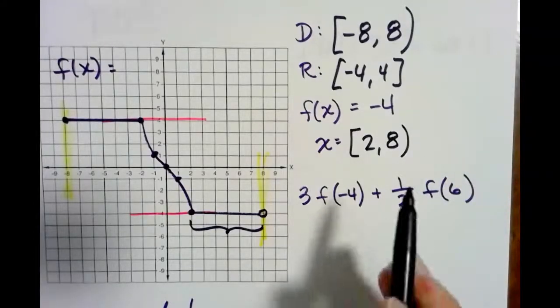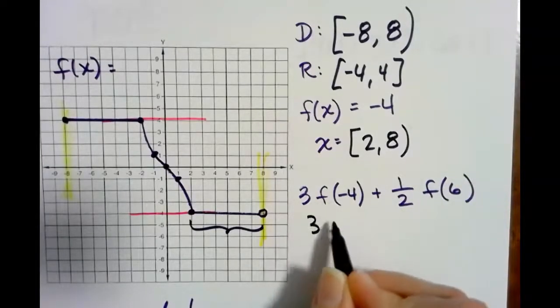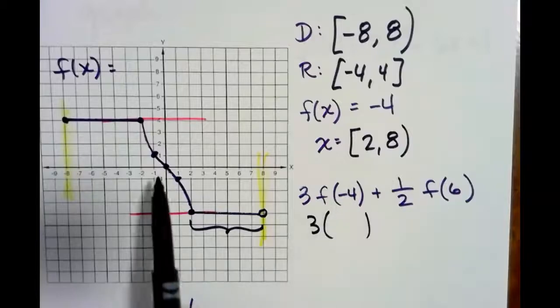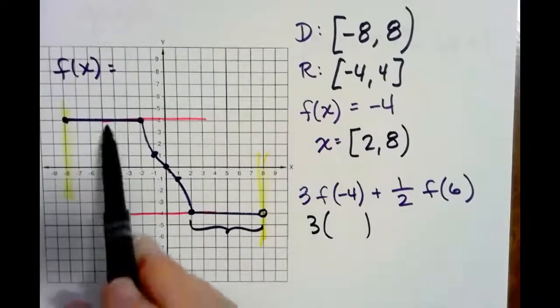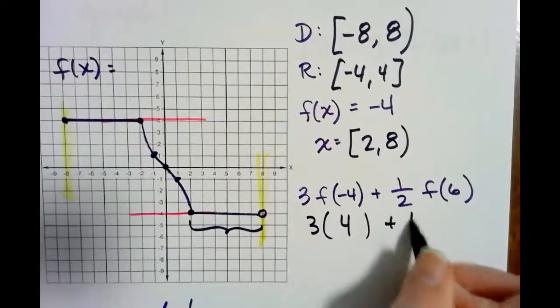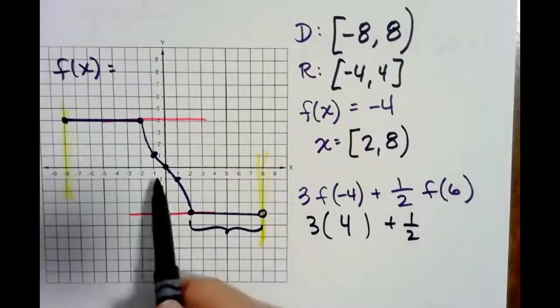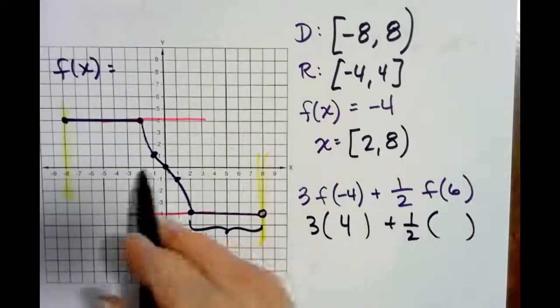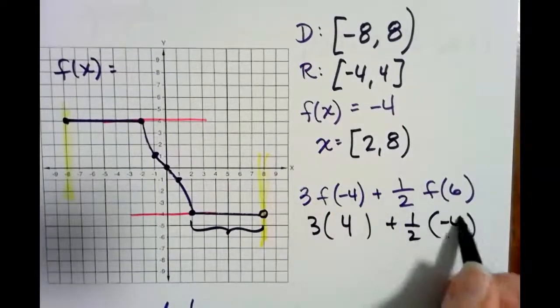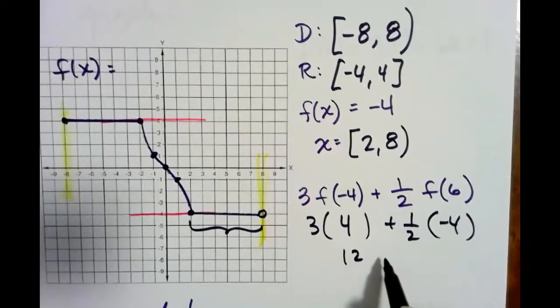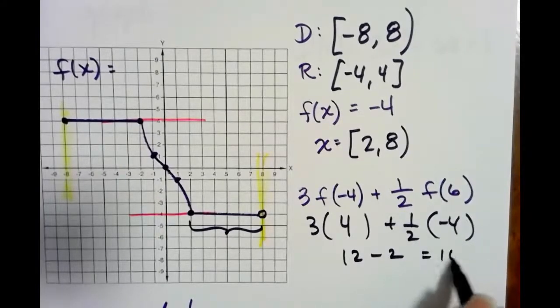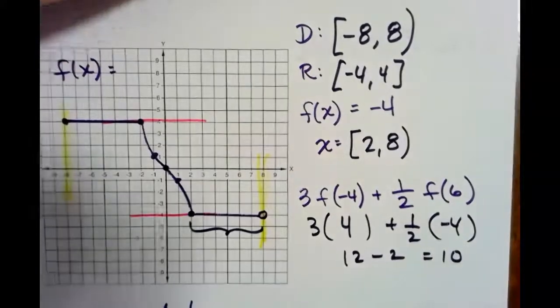Next, we're going to evaluate. So 3 times f of -4. So f of -4 is 4. And 1/2 of f of 6. So that's going to be 1/2 of -4. That is 12. And then half of -4 is -2. 12 minus 2 is 10. That's using the graph and going backwards to answer questions about it regarding the function.